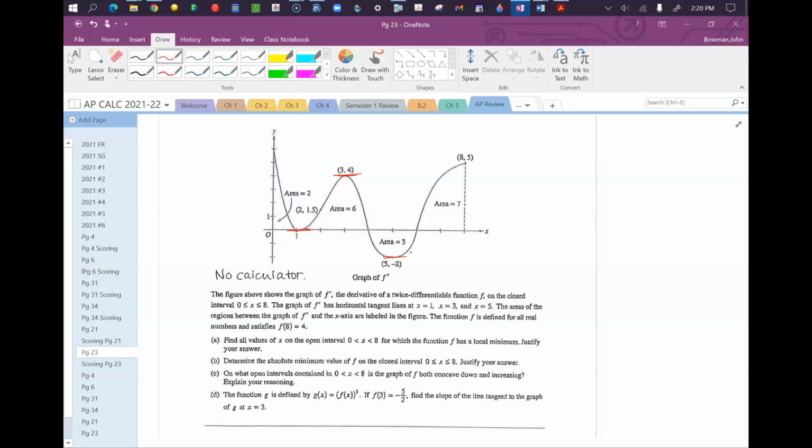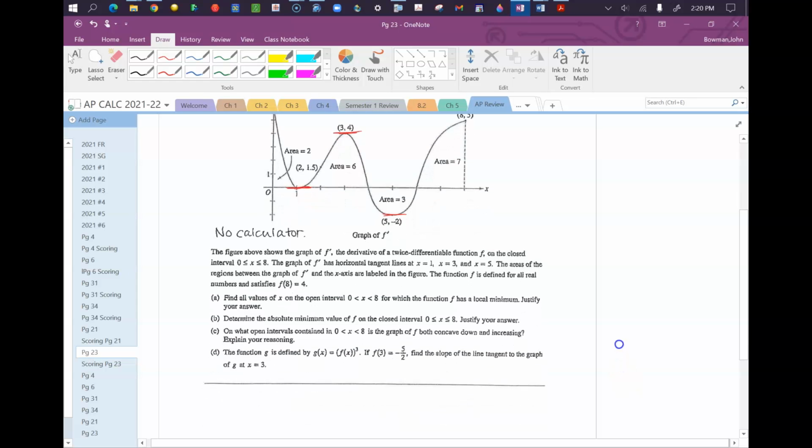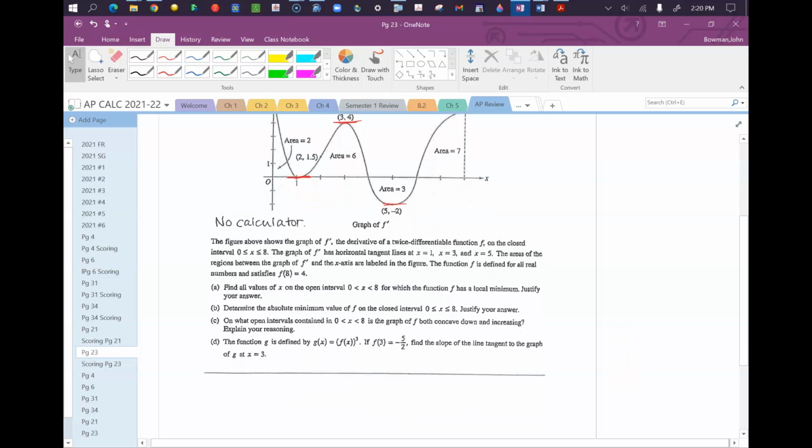Okay, so even though the area shown below the x-axis is a positive number, if we were to integrate over that interval from 4 to 6, that integral would be negative. All right, so let's see what they're asking us. In part A, they say find all values of x on the open interval, not including the endpoints, for which the function f has a local minimum.